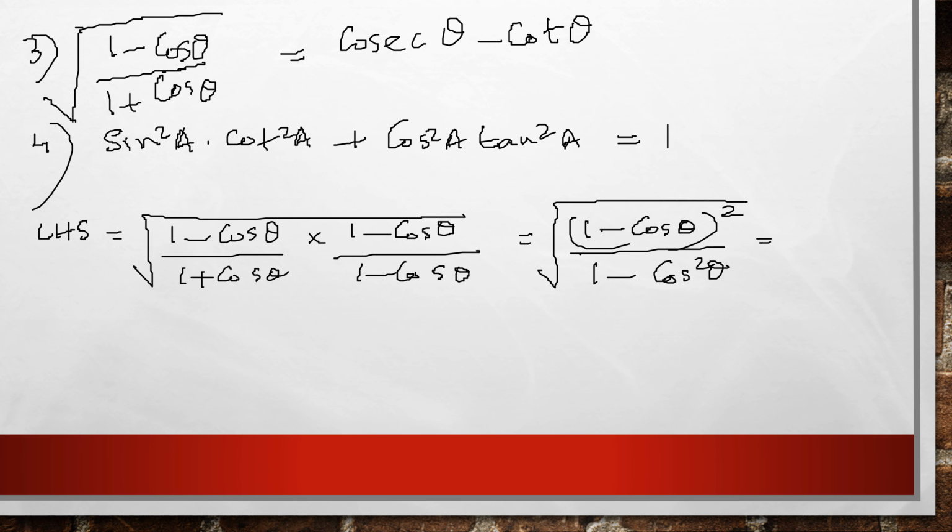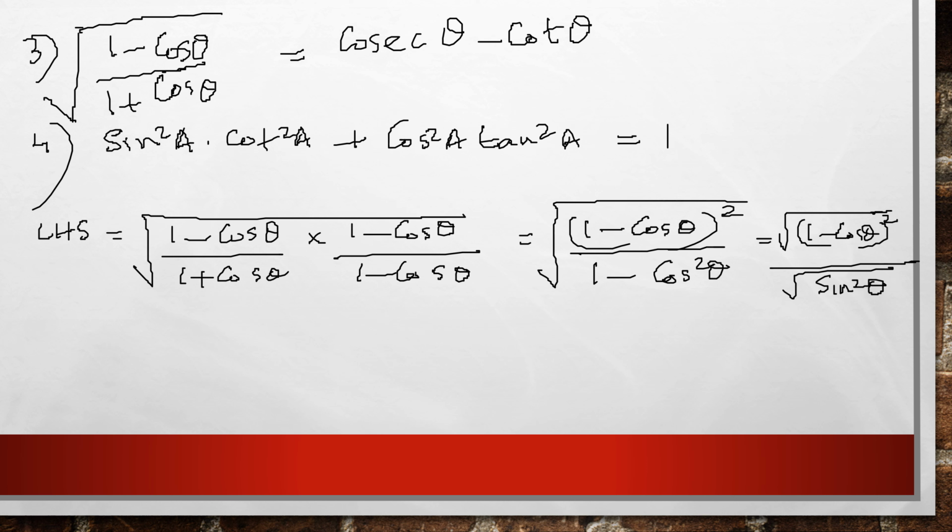Now the numerator is (1 minus cos theta) the whole square. So when you take the square root of (1 minus cos theta) the whole square, we can write 1 minus cos theta. Similarly, in the denominator we have 1 minus cos square theta, which is sine square theta.